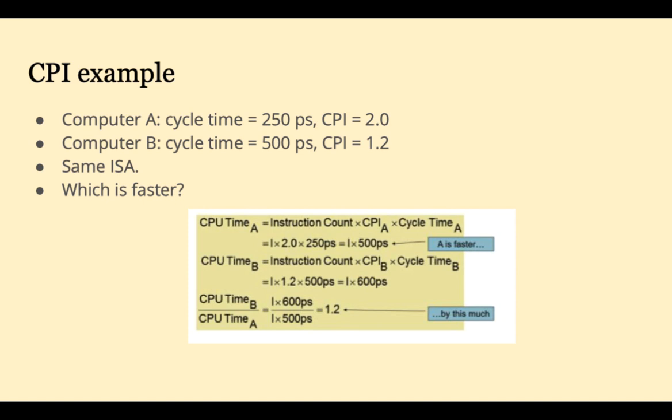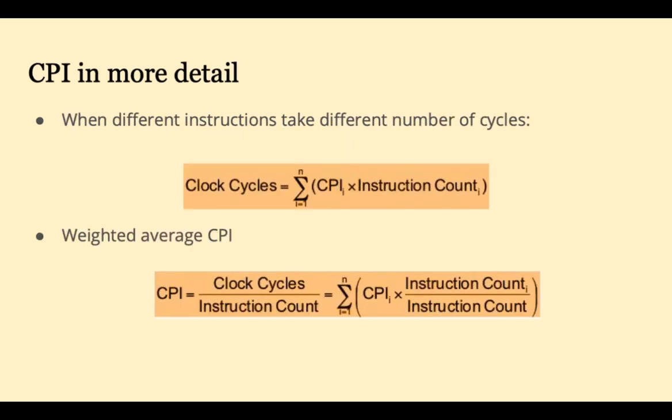Let's plug in some numbers to see how the formulas work. Computer A has half the cycle time of computer B, but it has a higher CPI, cycles per instruction. Plugging into the formula, we see that B is actually 1.2 times faster than A, despite A's very short cycle time. Different instructions may take different number of clock cycles, so a weighted average is calculated for CPI.